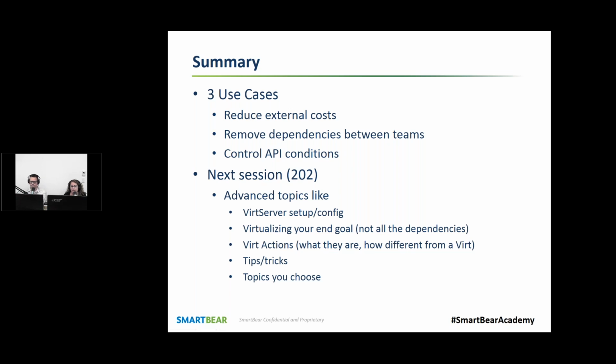Reducing external costs, and Mike showed you how to record an external API and use that to drive the development of the virtualized service. Removing dependencies, Mike showed you how to create the Virt using a definition. So a definition that already exists, whether it's a Swagger definition or a Zilla wallet, right? Exactly. And then the last case we showed you when you want to control the conditions, we showed you how to create a Virt from scratch, like just basically defining those requests and responses, and how you can use data-driven tests and data-driven responses and stuff like that.